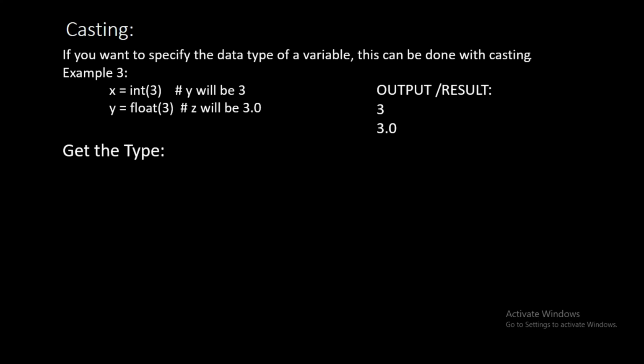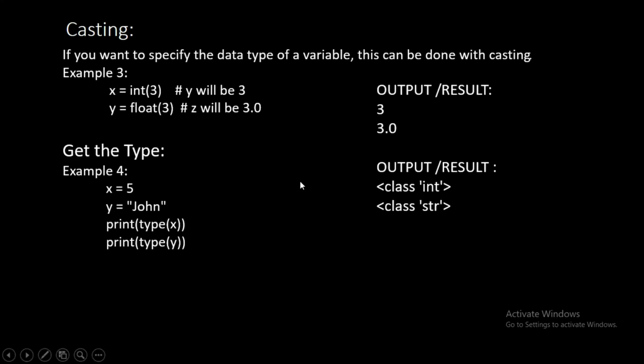Get the data type. If you have some variables, how will you know what kind of data you have? For that, in example number 4, x equals 5 and then y equals John, which is a string. When you use the type function of x and type function of y and compile the program, this is the class of integer, because x belongs to the integer class and y belongs to the string class. So that's why we are getting this output.